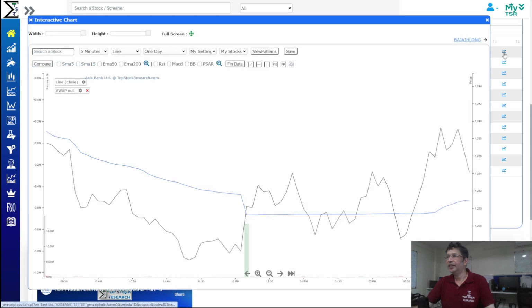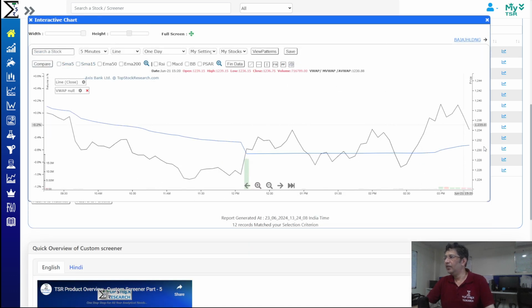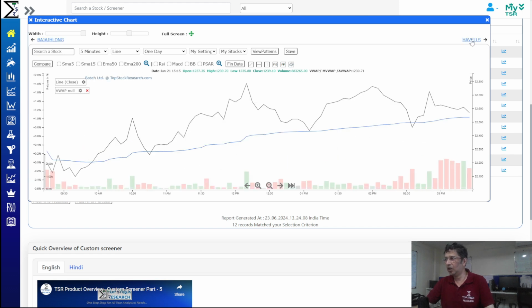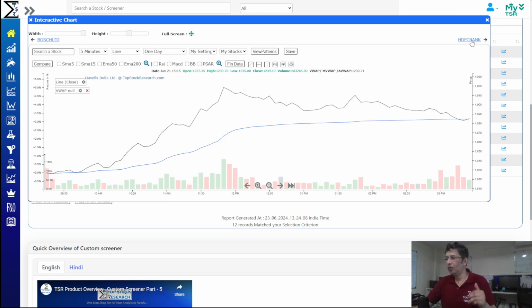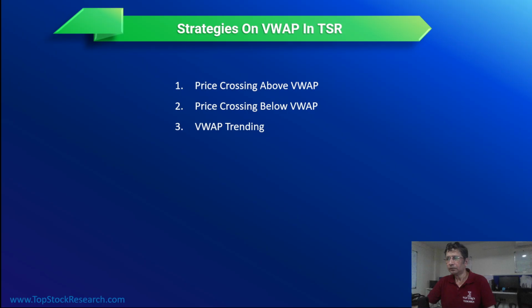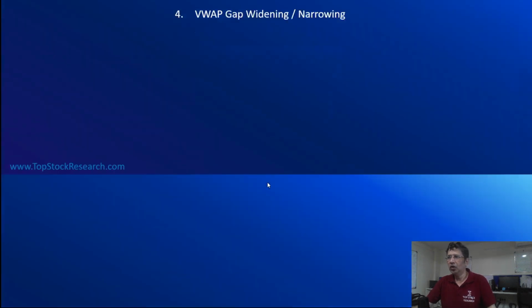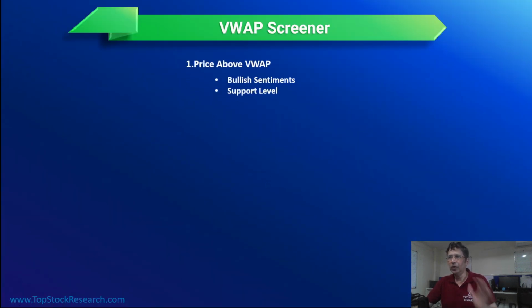So when you click on here, you'll see all the stocks where the price is above VWAP since start of the day. Right, so you'll find quite a few records. It also has a lot of advantages which we'll cover in a short while. Right, why and where to spot price above a certain VWAP level. Then what we have is VWAP trending, VWAP gap widening, narrowing, and a few other options. Right, so let's try to understand how we use it. Number one option is price above VWAP.